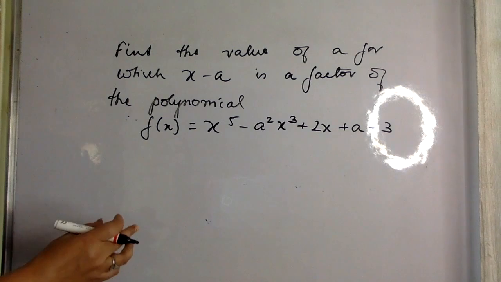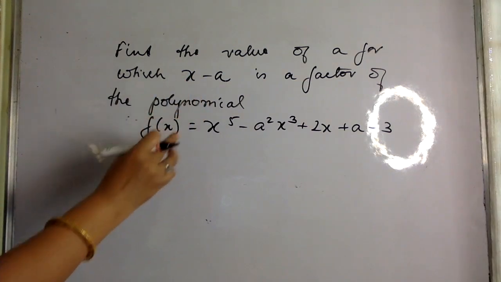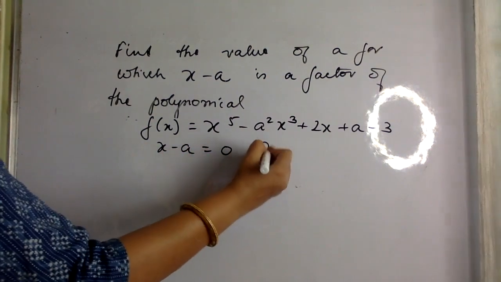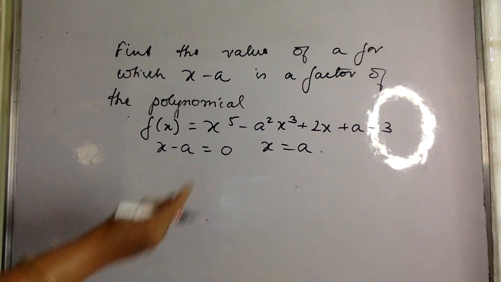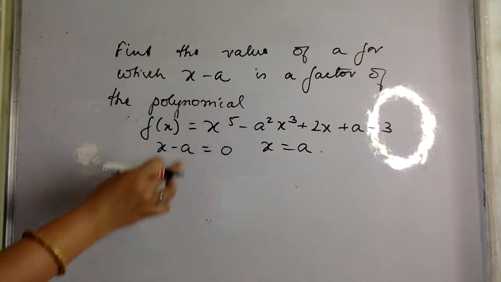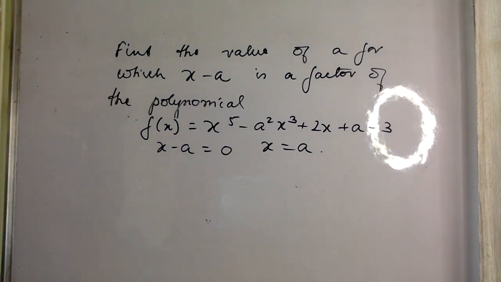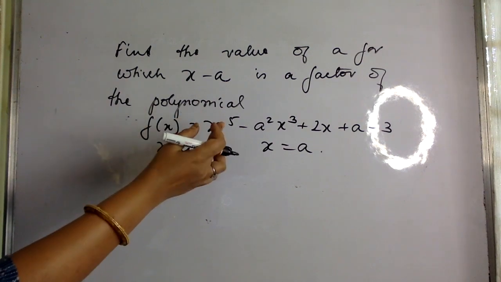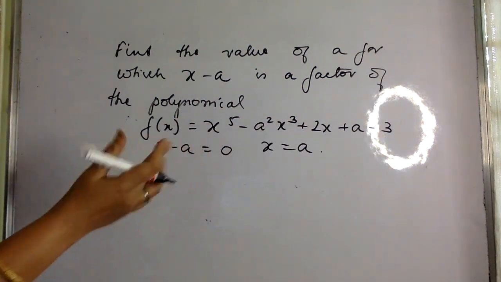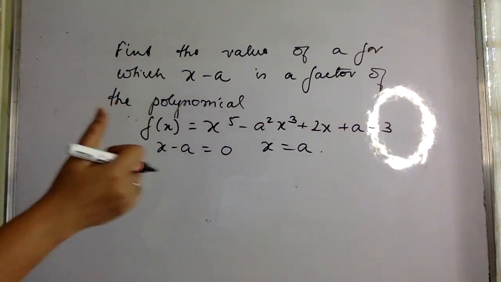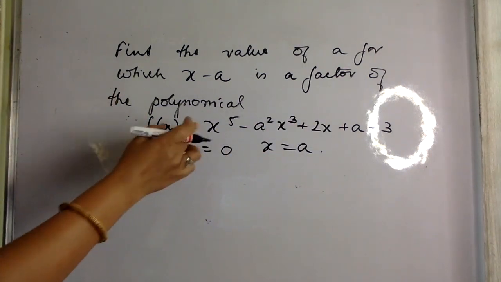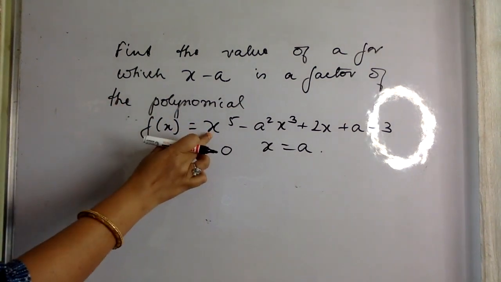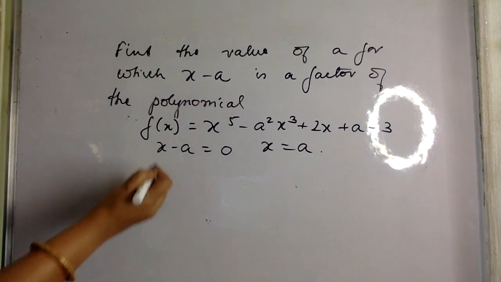Now my job is to find for what value of a, that is everywhere. If this is a factor, that means I'll have to equate it to 0, x is equal to a. So if I substitute a in place of x everywhere, then for what value of a will this entire part get converted to 0, because this is nothing but the remainder now. The remainder has to be proved to be 0. So for what value of a will I get this as 0, so that if I get the remainder as 0, I can say this is a factor. So let us see what is the value of a.